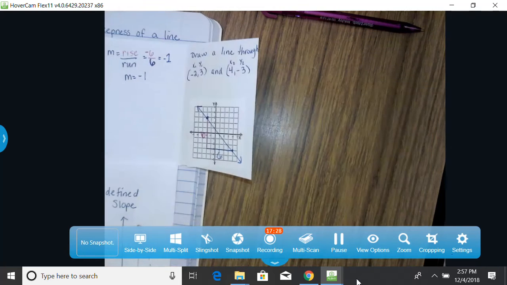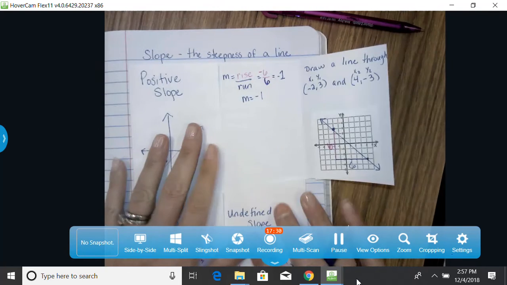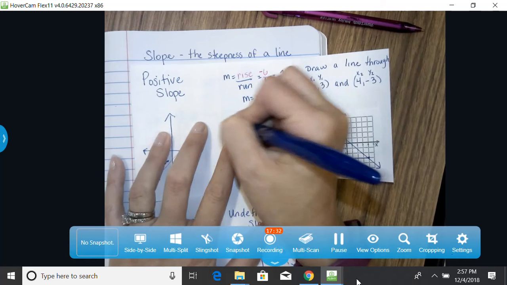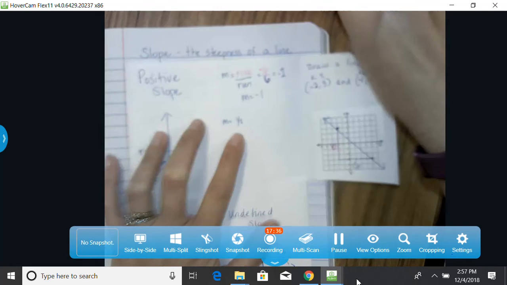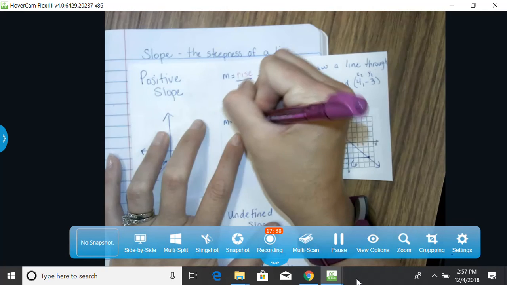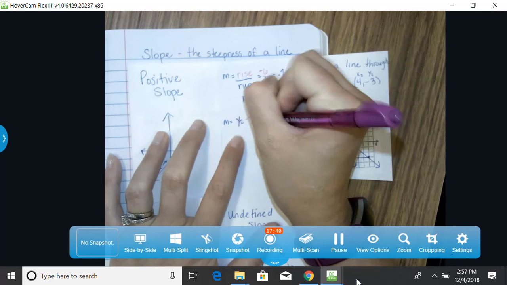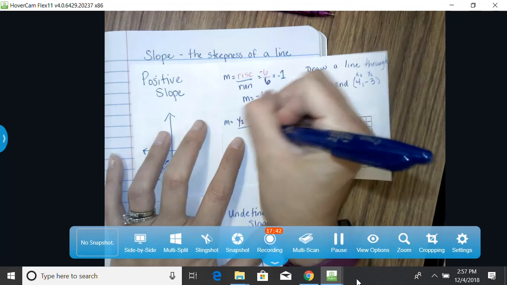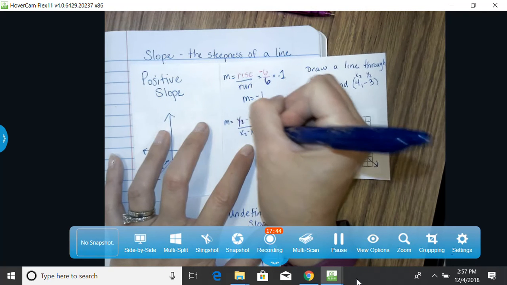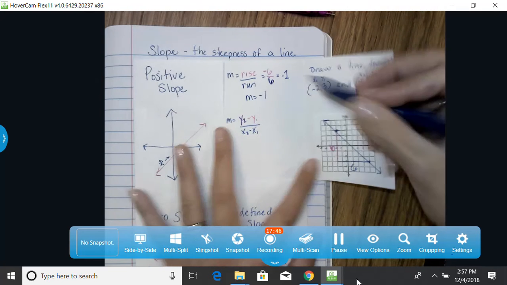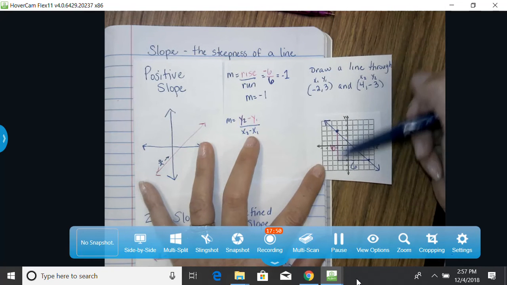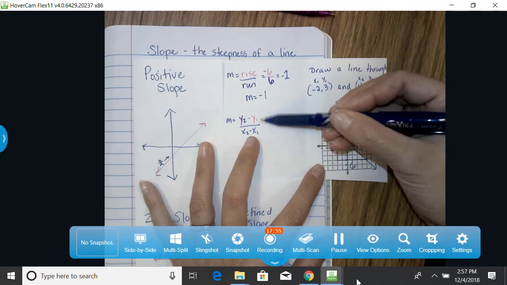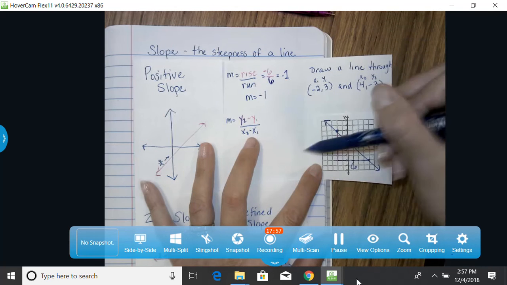Let's calculate our slope using change. I want to do y in pink. Change in y over change in x. If you have a hard time remembering that it's y over x, remember, rise over run. Rising is a change in the y. Running is a change in the x.